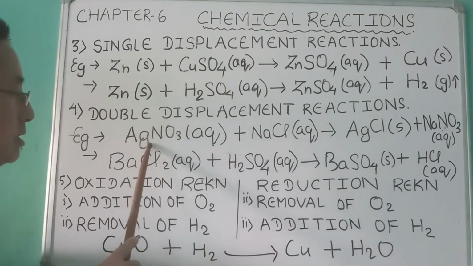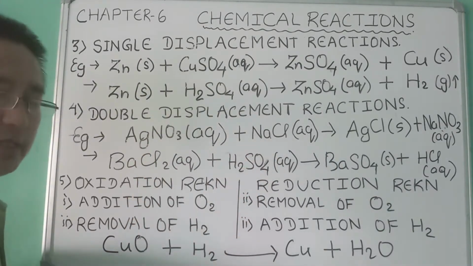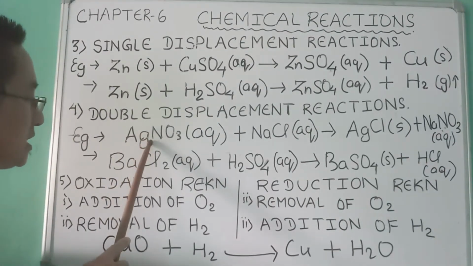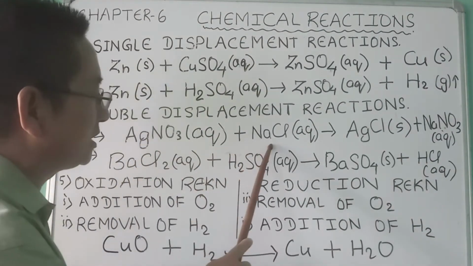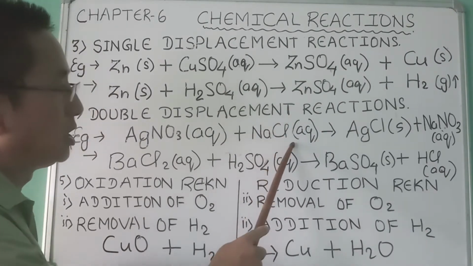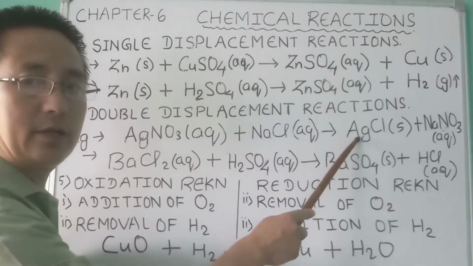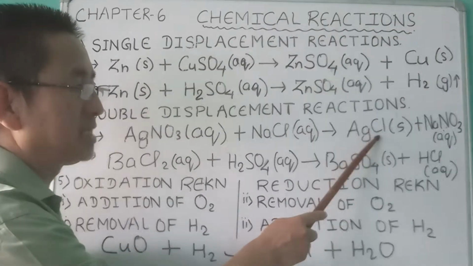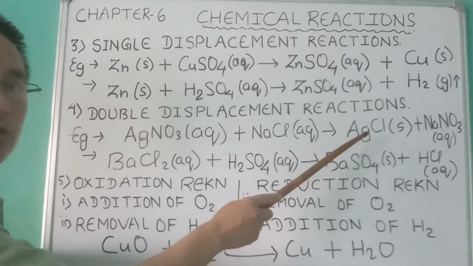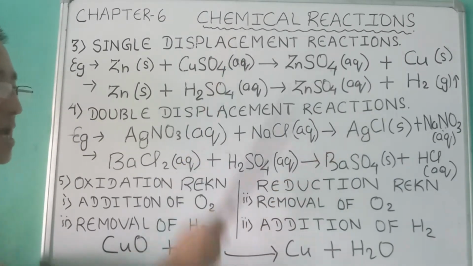So here silver nitrate and sodium chloride exchange their radicals with each other. Here silver, the basic radical, combines with the acidic radical of sodium chloride, that is chloride. So it gives white precipitate of silver chloride, AgCl. Both the valency of silver and chloride is 1, so its molecular formula is AgCl.